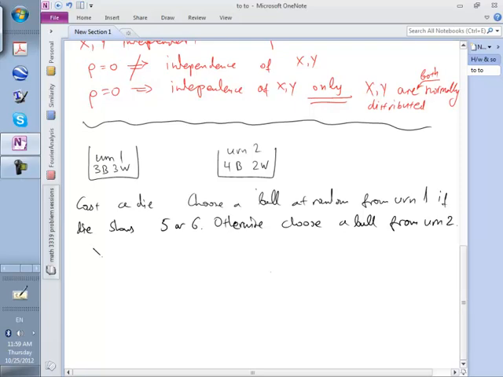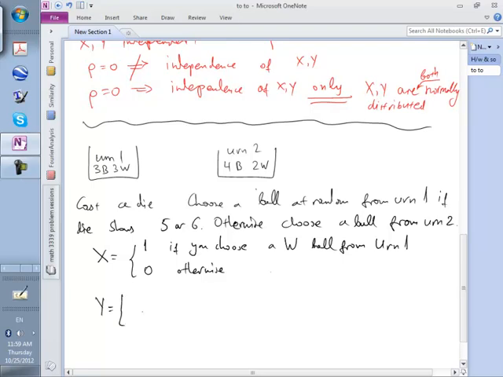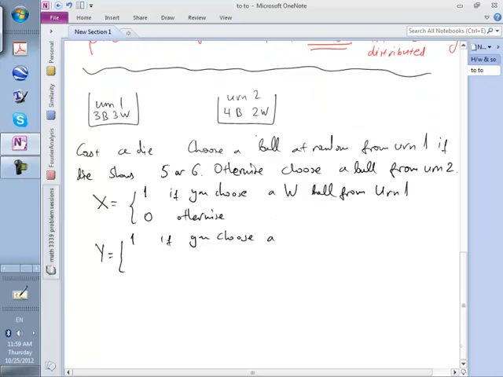And now we have x taking the following values. 1, if you choose a white ball from urn 1, 0 otherwise, and y takes the value 1 if you choose a black ball from urn 2. I may be doing a small variation of the problem. And 0 otherwise.